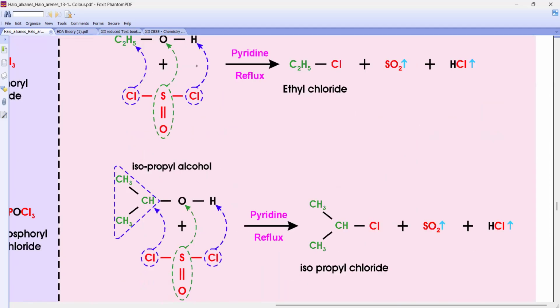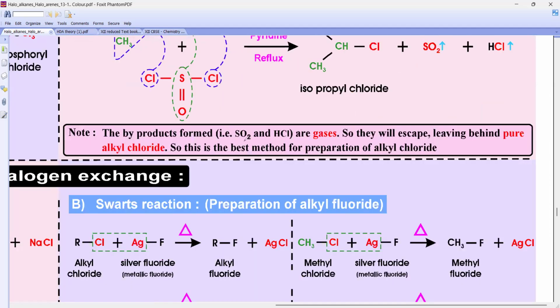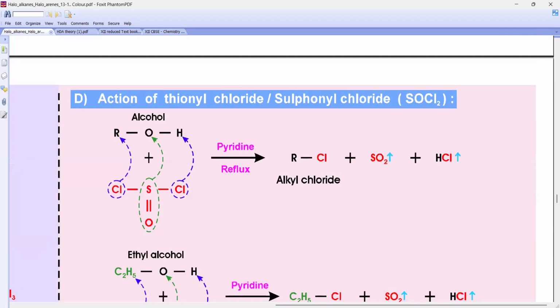So this is what I have written here. Look here. Best method. Clear? And I have also written that they escape. Now I will tell you the name of this process, right here in brackets: Darzens process. What was the name of the scientist? Darzens' process. Okay, you want pyridine, right?